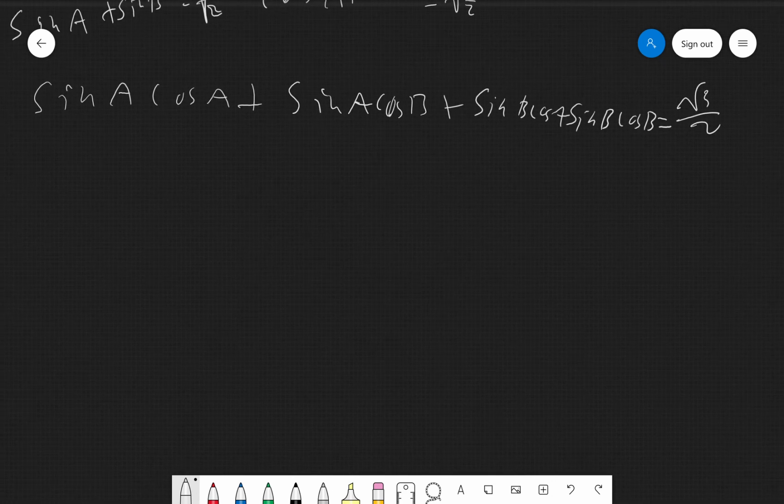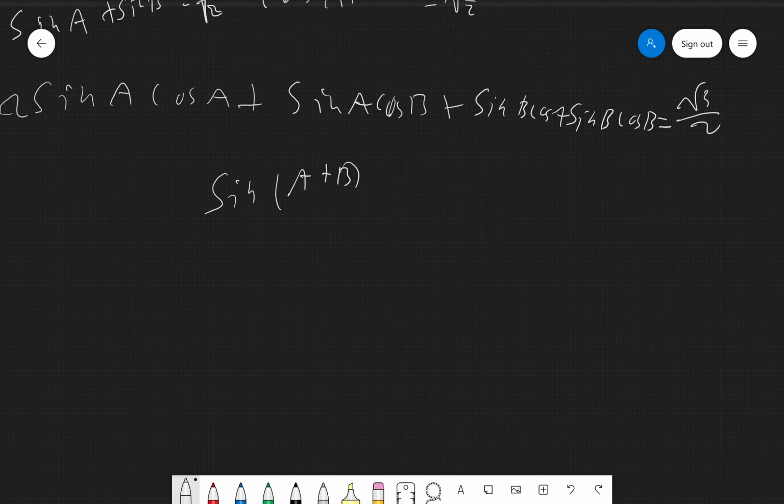So alright, now, we can pair these up. Sine of A cosine of A, sine of B cosine of B, that's not equal to anything. So now, sine of A cosine of B plus sine of B cosine of A, that is equal to the sine of A plus B. So the sine of A plus B, plus that. How will I deal with that?